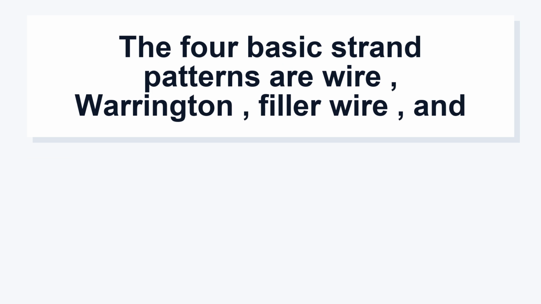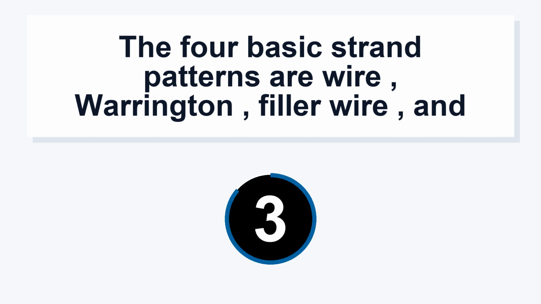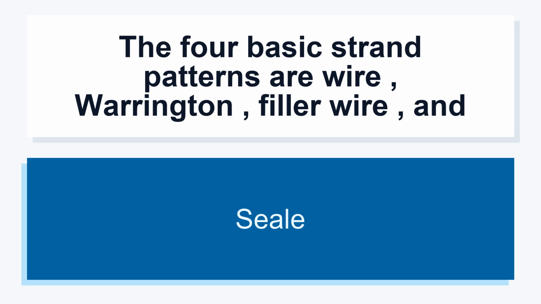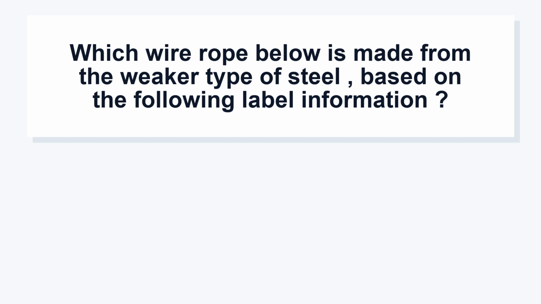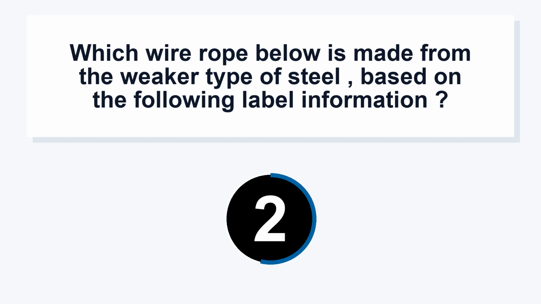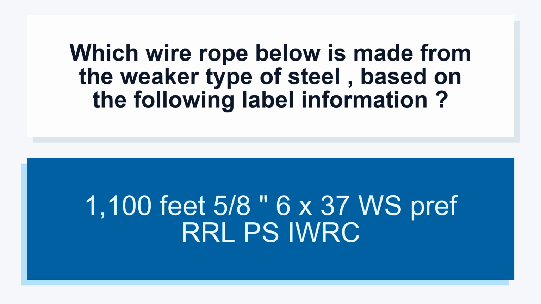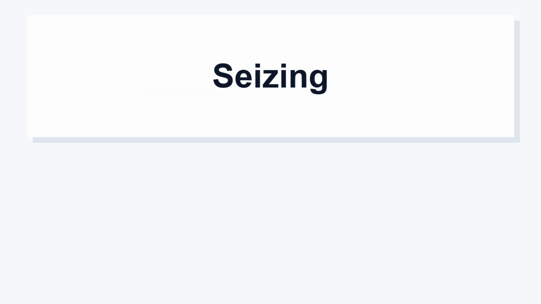The 4 basic strand patterns are wire, Warrington, filler wire, and seal. Which wire rope below is made from the weaker type of steel, based on the following label information? 1100 feet, 5/8, 6x37 WS, Pref, RRL, PSI, WRC.